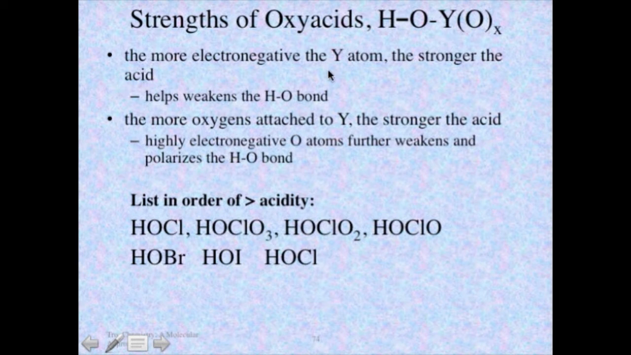The more electronegative the Y central atom, the stronger the acid is going to be, because the electronegative central atom will pull electrons away from this hydrogen-oxygen bond, weakening the bond and promoting the ionization of the acid.